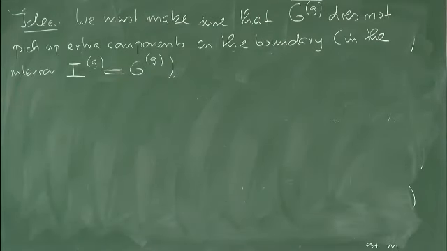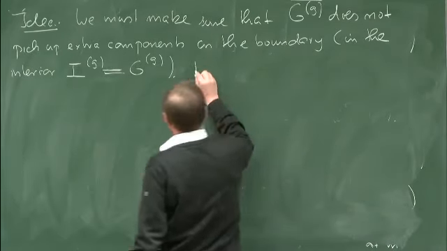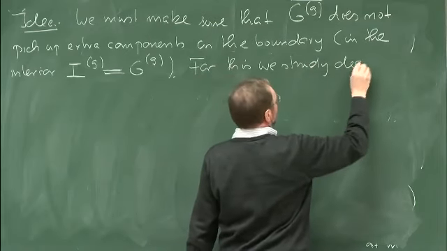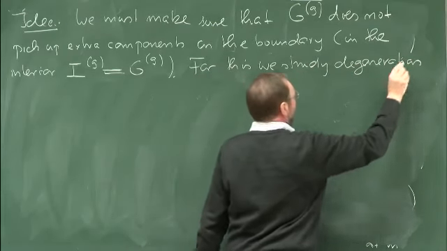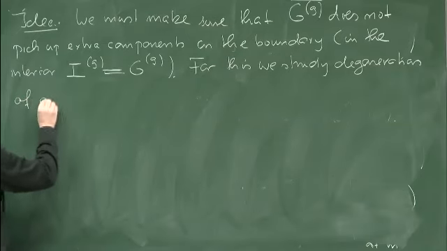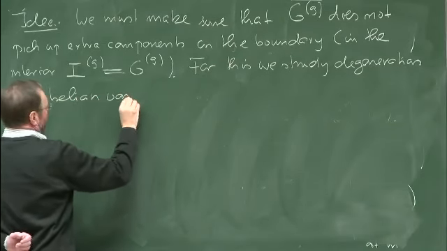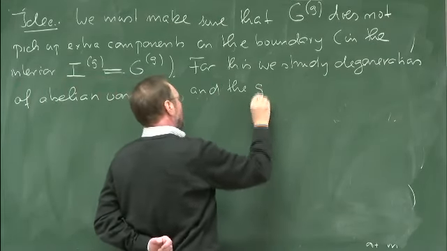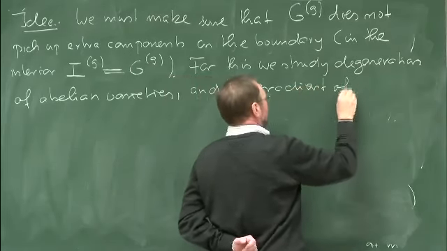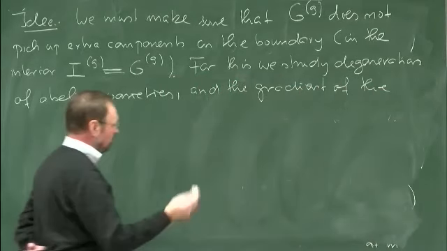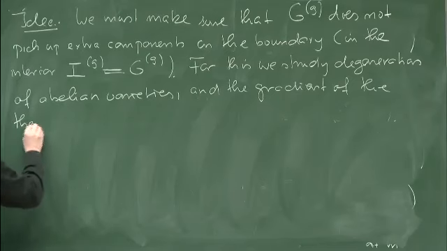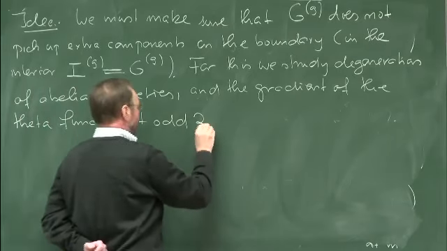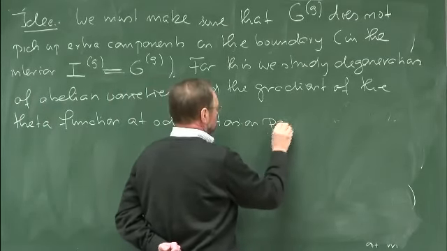And what we do for this is we study degenerations of abelian varieties and the gradient of the theta function, and these come also with theta divisors, at odd two torsion points.